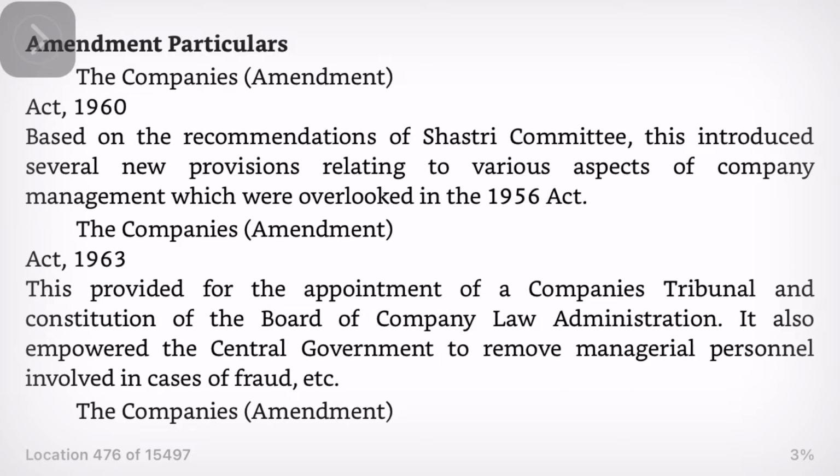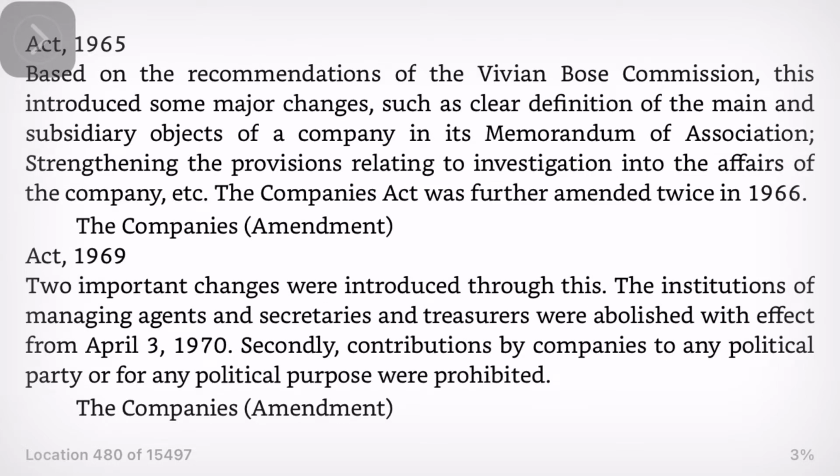The Companies Amendment Act 1963. This provided for the appointment of a Companies Tribunal and constitution of the Board of Company Law Administration. It also empowered the central government to remove managerial personnel involved in cases of fraud, etc. The Companies Amendment Act 1965, based on the recommendations of the Vivian Bose Commission, introduced some major changes, such as clear definition of the main and subsidiary objects of a company in its Memorandum of Association, strengthening the provisions relating to investigation into the affairs of the company, etc. The Companies Act was further amended twice in 1966.